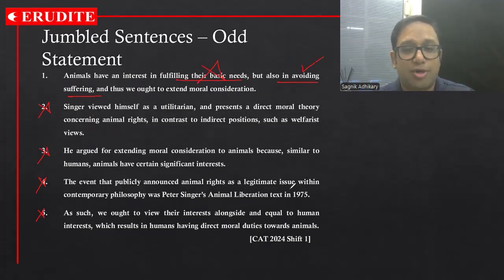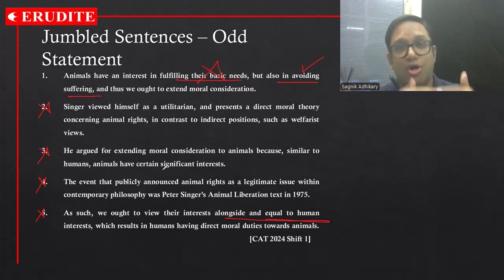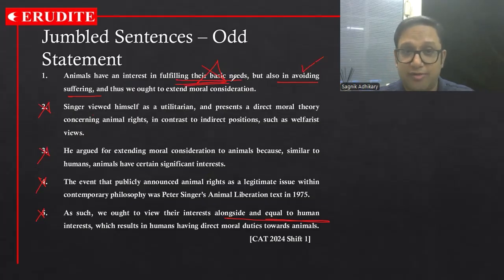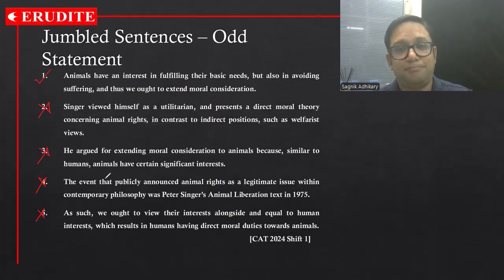We were only talking about comparison or equality between human interests and animal interests in the other statements. We don't see two interests contradictory to each other or at odds with each other. It is not because of this, but rather because of this that we should extend moral considerations. So we find that it is statement A that is the most different.